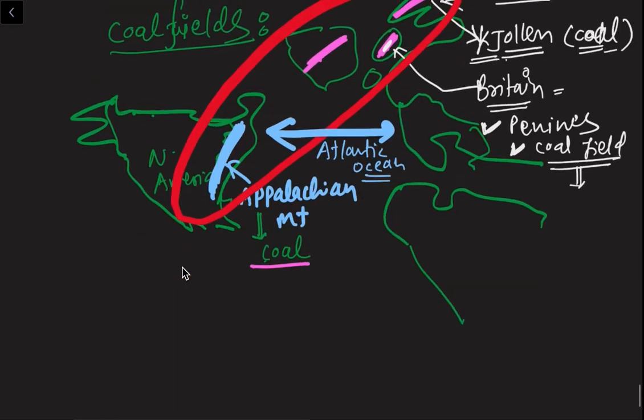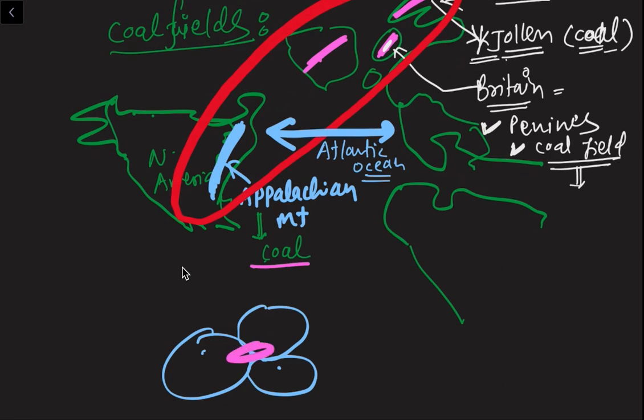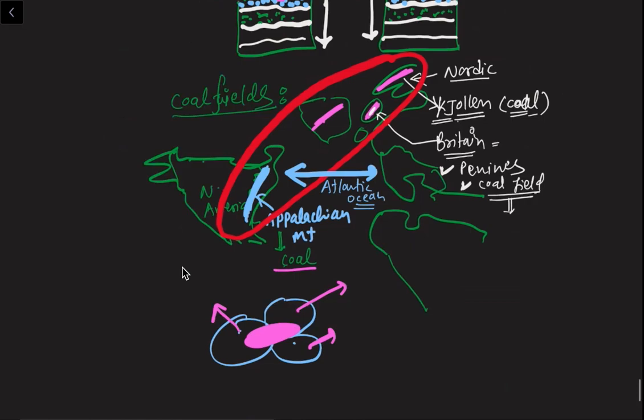So maybe North America here or Europe was here. Everything was here. These islands today seem scattered, but earlier they were at one place, and the coal field developed at one place, and then they separated. Then these parts were separated, and today we see that these coal fields are scattered.